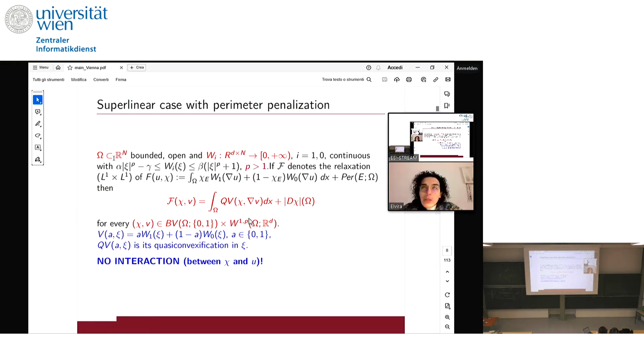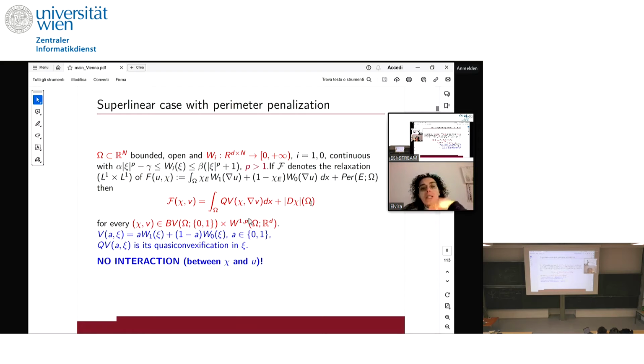Well, the result that we achieve is quite natural to expect, namely that there is no interaction in this relaxation process between the characteristic function chi and the deformation field u, in the sense that we obtain, when I say we again, it's me and Grasa Carita, nothing but the quasi-convexification in the sense of Morrey of W1, of this convex combination that I denoted here by capital V. So essentially the quasi-convexification of W1 while we are in E and of W0 while we are in its complement, plus the perimeter term, which is already lower semi-continuous.